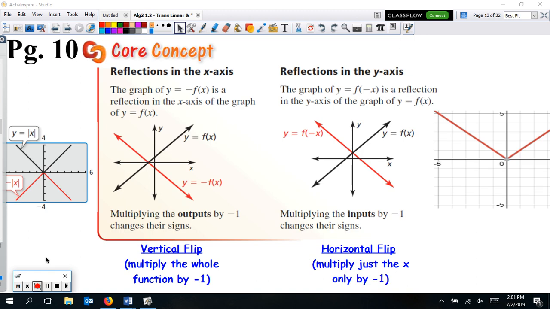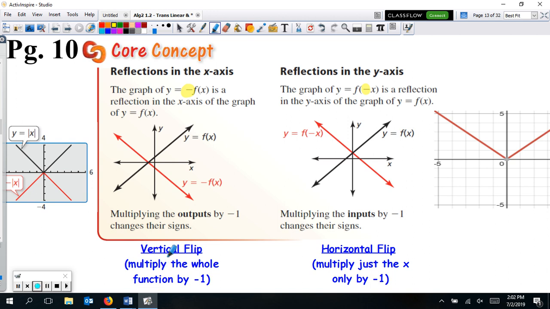Okay, so on page 10 of your notes, we're looking at reflections now, and you can see there are 2 types of reflections. One says in the x-axis, and the other one says in the y-axis. You want to make sure you recognize that when it's in the x-axis, you're multiplying negative times the entire function. When it's in the y-axis, you're multiplying a negative times just the x right in there. Make sure you highlight what's different. And again, these are linear ones here. I got a couple absolute value ones, but again, you want to notice what's going on with the negative sign. You're multiplying negative 1 times the whole function on this one.